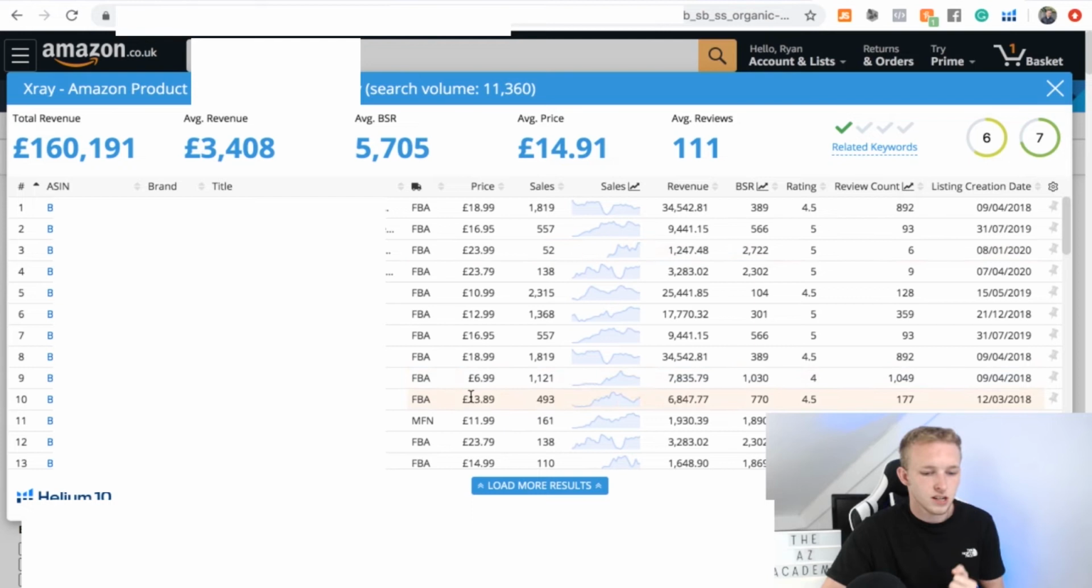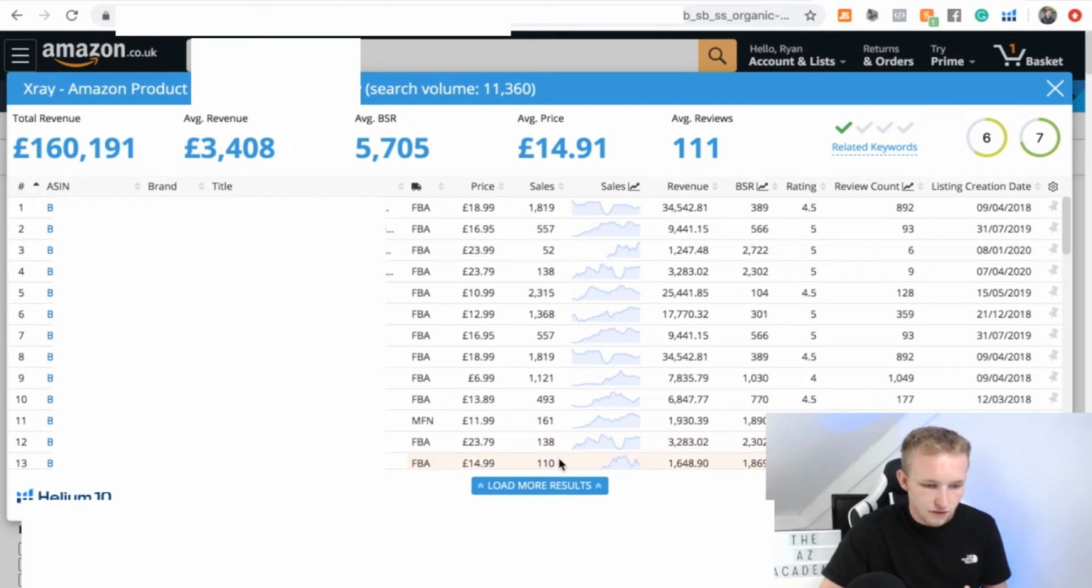If I was looking at this product, I think maybe 17 to 20, 21 pounds is where I'd be looking to launch, depending on the quality, depending on any bundles I do, depending on if I add any value. That's where I would generally be looking to go. So with that in mind, let's look at the revenue and the sales together.